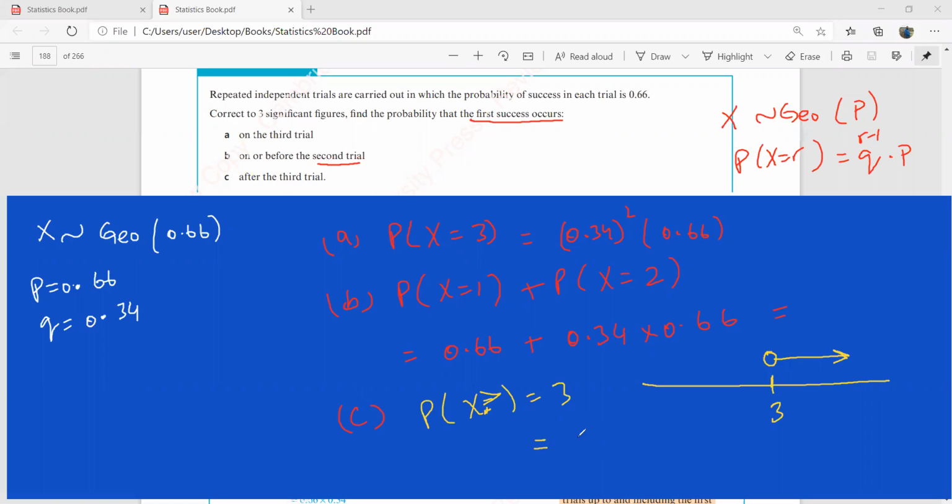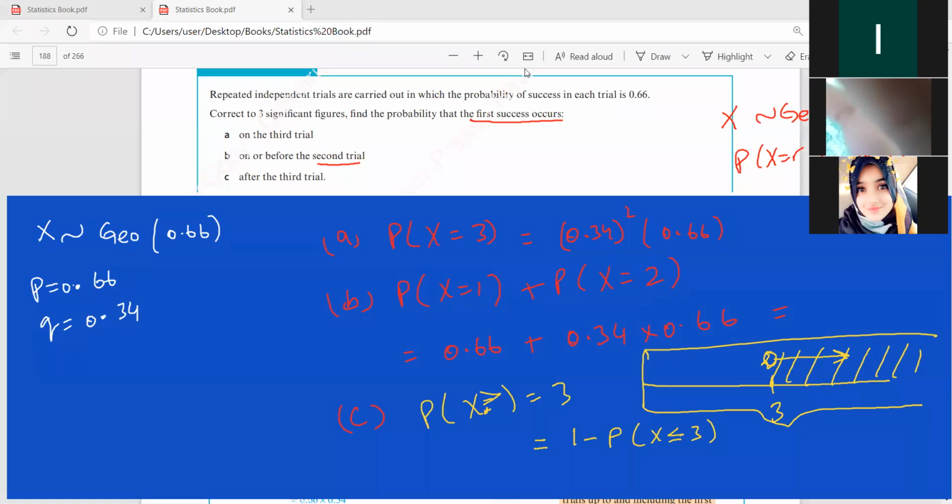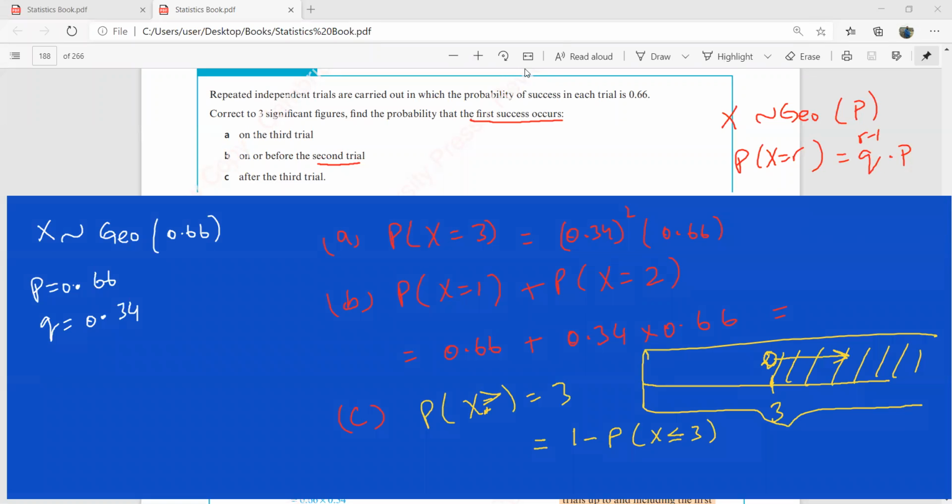Less than or equal to 3, so 1 minus. Can I say this is 1 minus probability X is less than or equal to 3? Yes, sir. If this is our diagram, our situation here, we want to find all this, okay? And we know that the sum of the probabilities is always equal to 1. So since this is going up to infinity, we can find the other part and then subtract that from 1. Why?